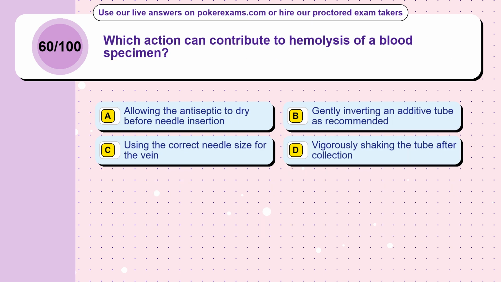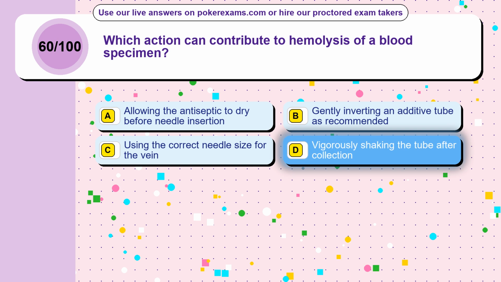Question 60. Which action can contribute to hemolysis of a blood specimen? Option A. Allowing the antiseptic to dry before needle insertion. Option B. Gently inverting an additive tube as recommended. Option C. Using the correct needle size for the vein. Option D. Vigorously shaking the tube after collection.